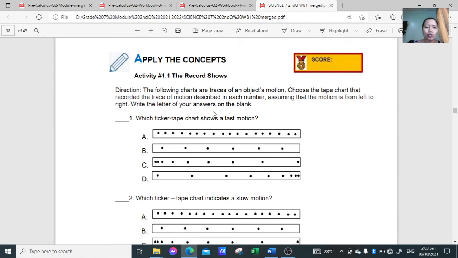Next, activity 1.1, the record shows. Kindly read the direction. The following charts are traces of an object's motion. Choose a tape chart that recorded the trace of motion described in each number, assuming that the motion is from left to right. Write the letter of your answers on the block. So analyze the charts and then write the letter of the correct answer on the block.